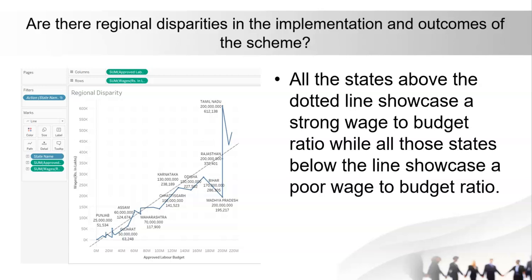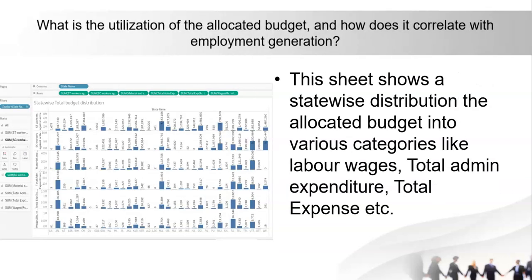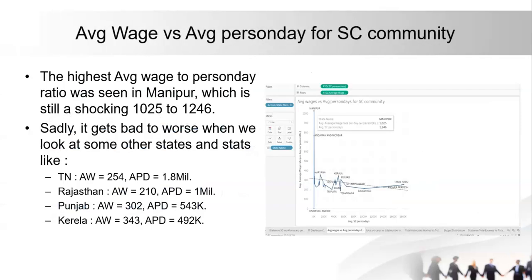As you can see, states like Maharashtra, where the disparity is so vast, you also have states like Tamil Nadu, which have a not so disappointing disparity, and the ratio is quite justifiable. Hence, we must look further into why NREGA was so disparative. Looking into the overall budget allocation, we can see that this sheet on the left provides a state-wise distribution of the allocated budget into several categories such as labor wages, total administration expenditure, total expenses, etc. Further diving deep, we can analyze this further.